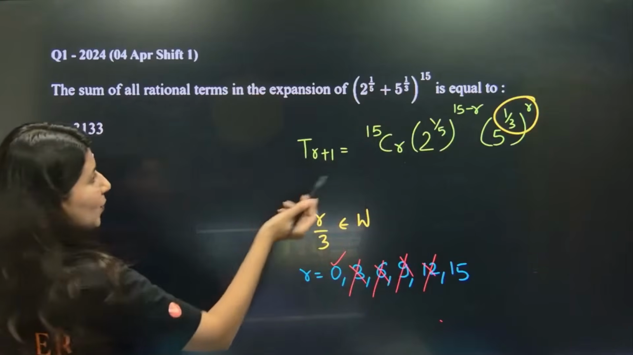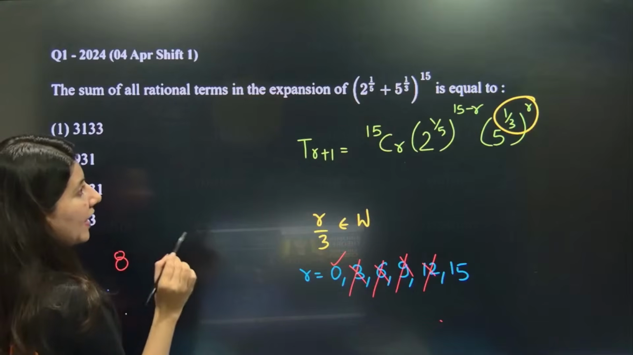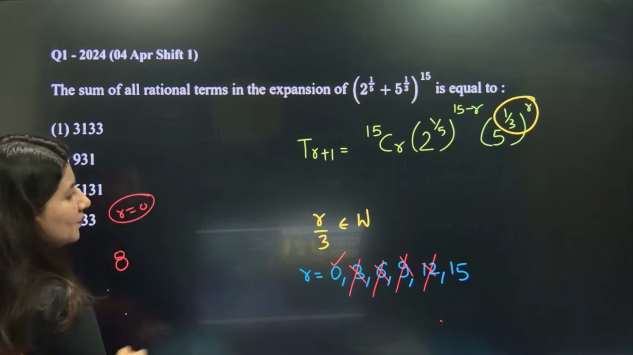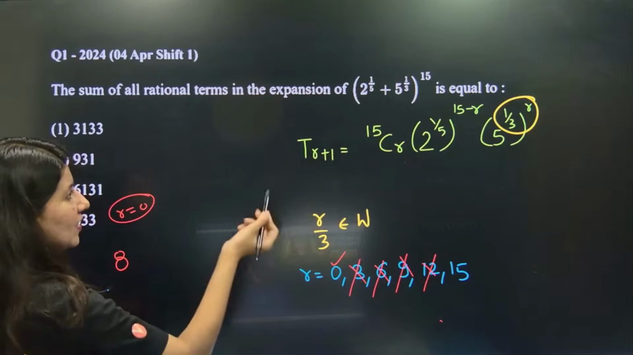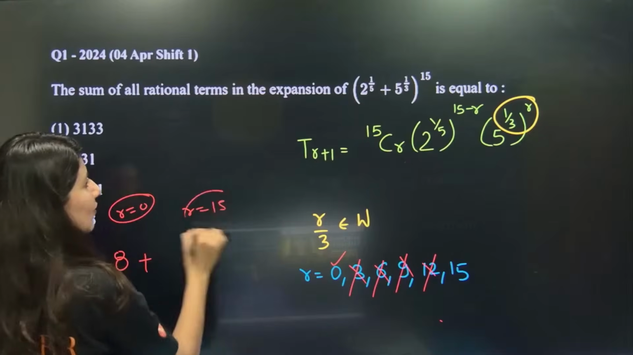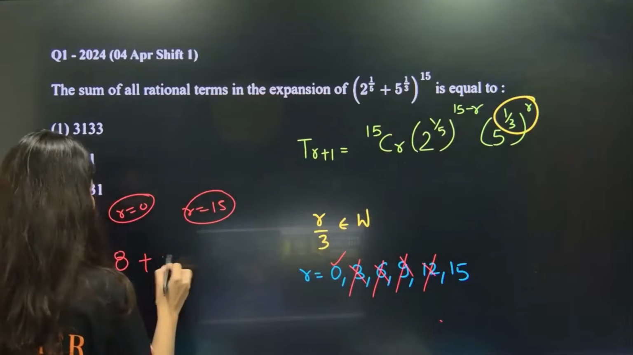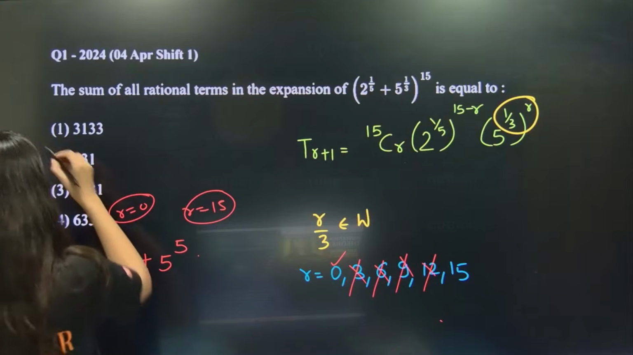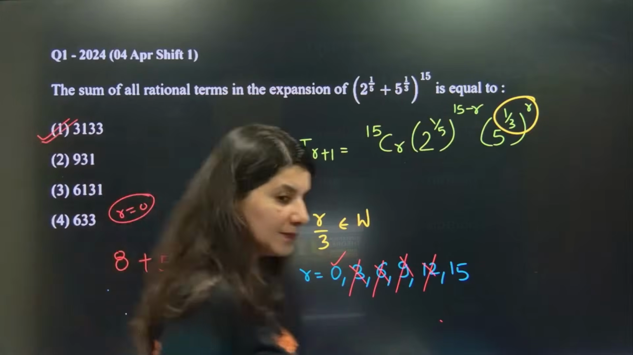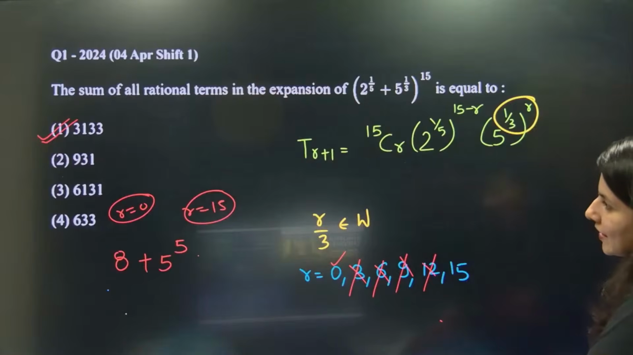Two are rational terms. So if you put a 0 over here, 15C0 is 1, and 2 cube is 8. So r is equal to 0 gives you the first term, and r is equal to 15 gives the last term. For r equal to 0 it is just 8, plus, for r equal to 15, this is going to be 1, this is 2 power 0 and this is 5 power 5. So the answer will be 5^5 plus 8. I think this would be the correct answer. Option A, right? 5 power 4 is 625, so 5 power 5 will be 3 1 something.